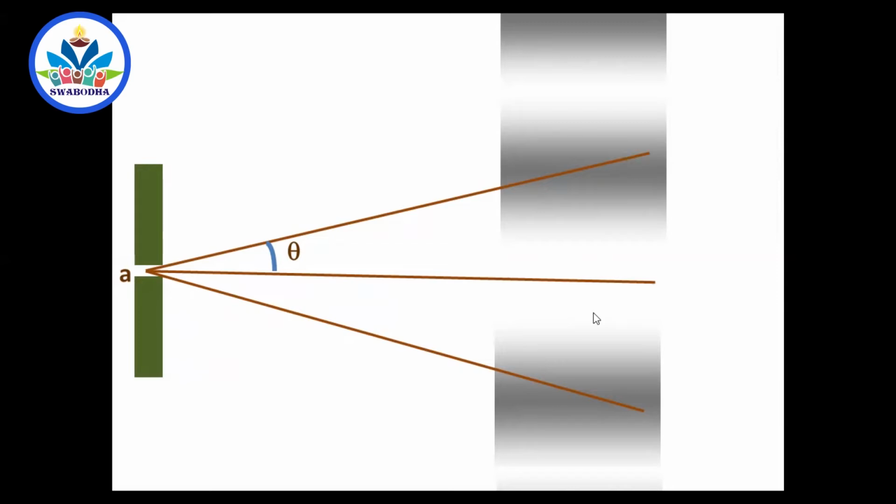What is half angular width? This is the central bright fringe from here to here. Of course, brightness here and all will not be as much as at the center. But up to the first dark fringe, you have the central bright fringe. Then this is the central part and this is the dark fringe part.